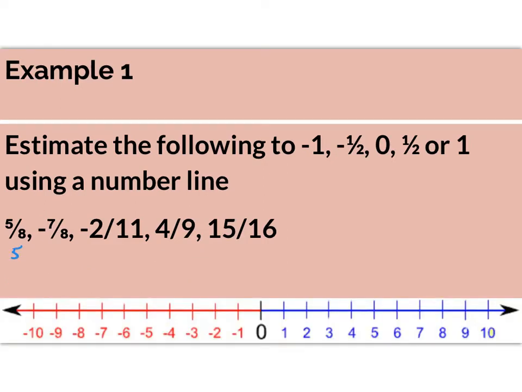So 5/8. 4 is half of 8. 8 divided by 2 is 4. So 5/8 is going to be close to 1/2. So we're going to put 5/8 halfway in between. -7/8. Well, the 7 is close to 8, so it's going to be closer to -1.